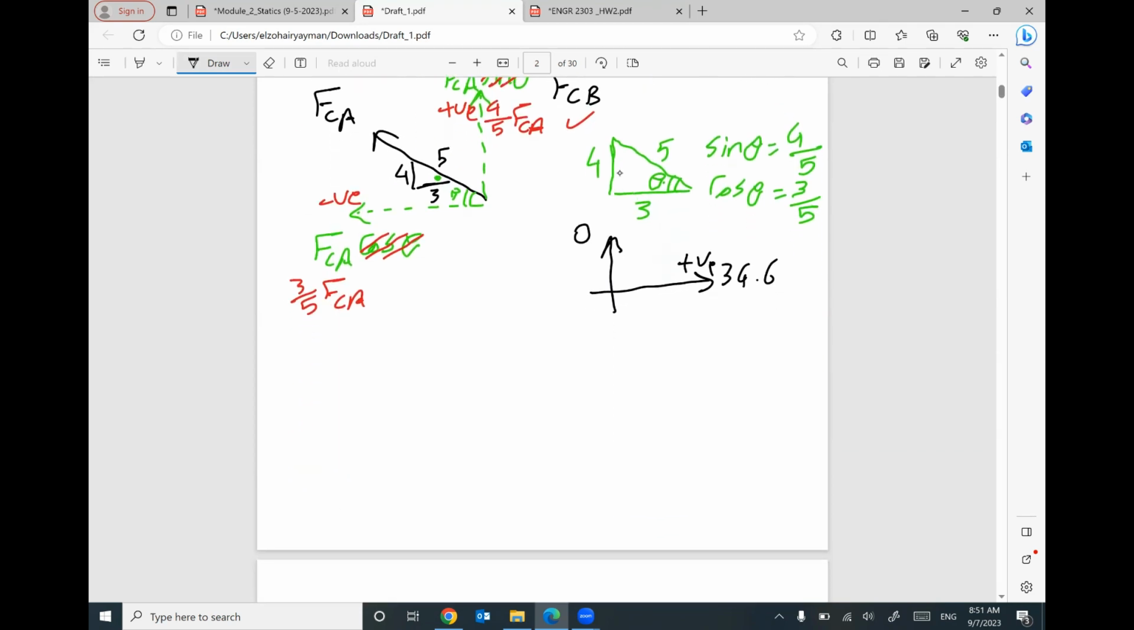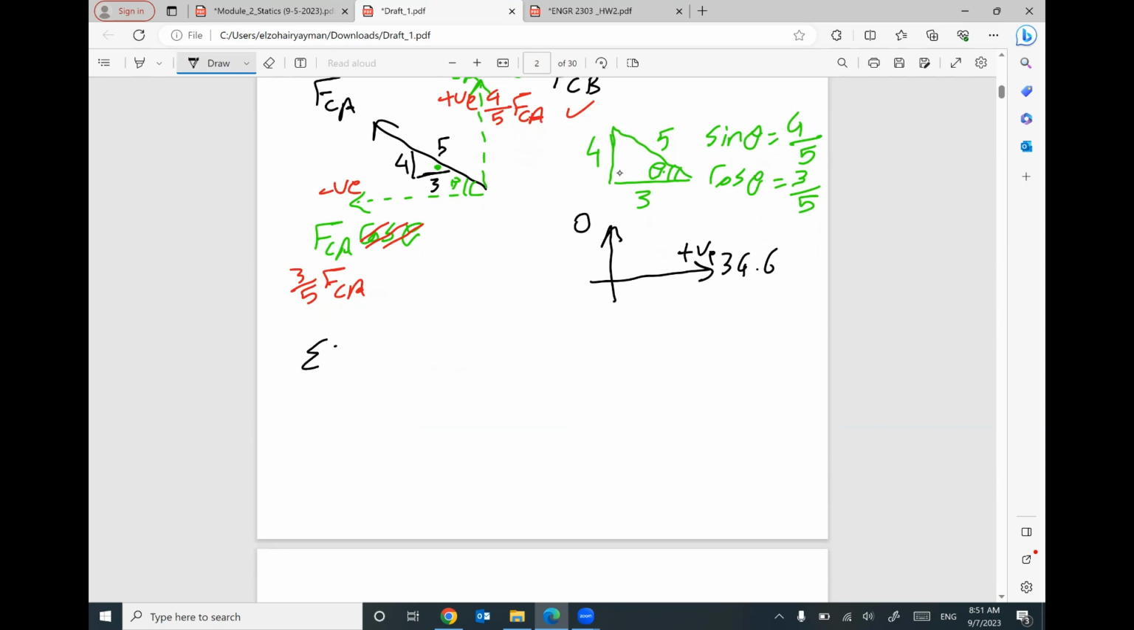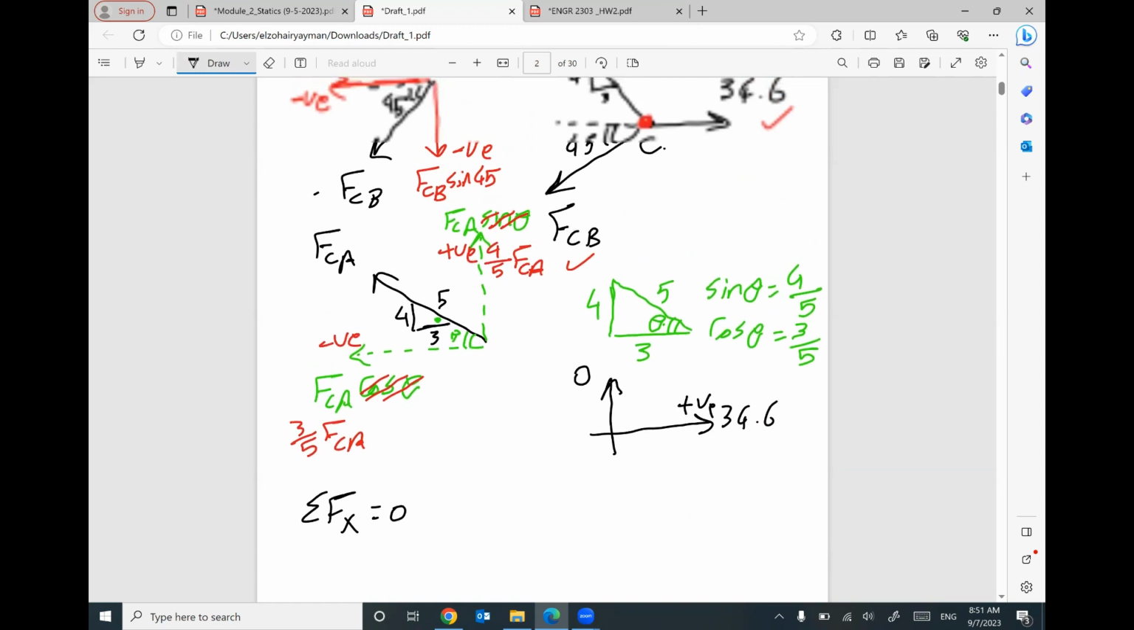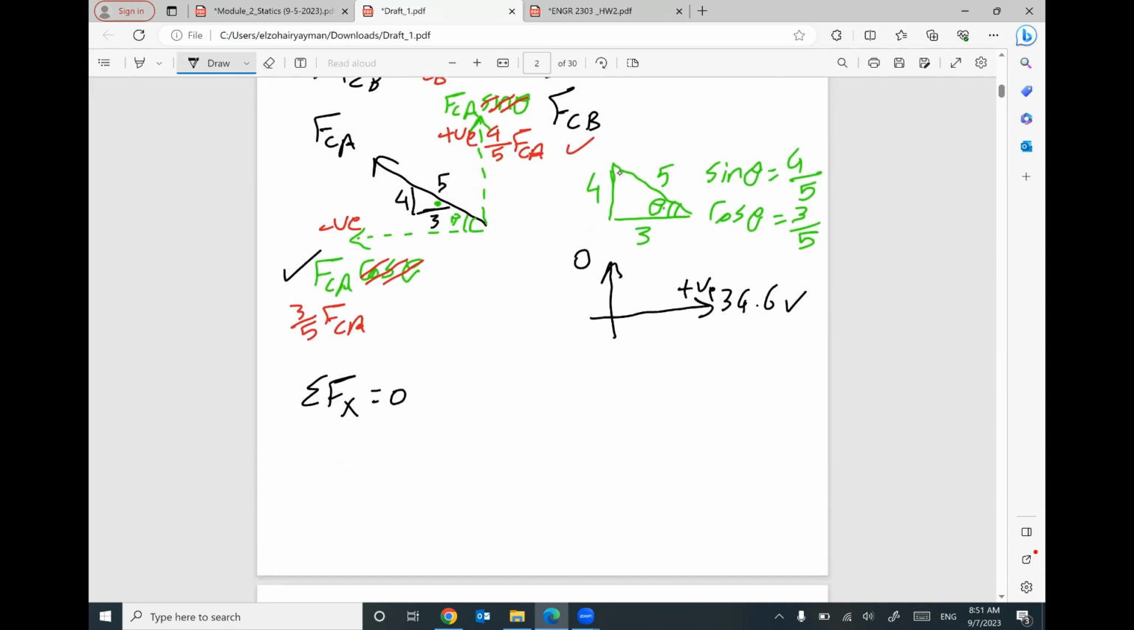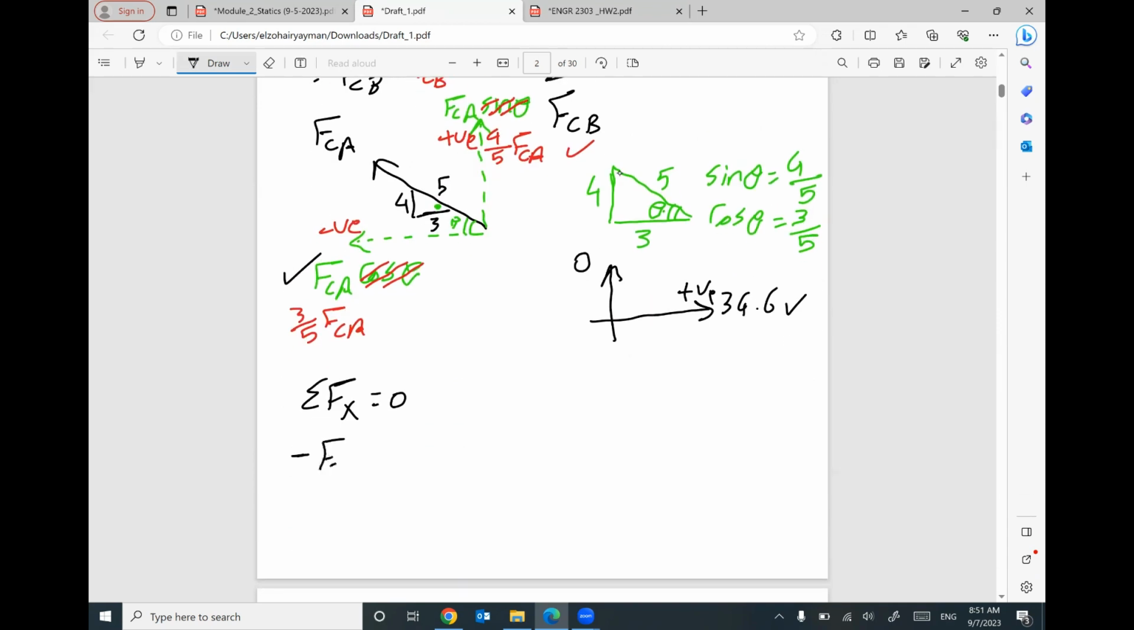Then I can start to say summation of all X components equals 0. We have one here, we have one more here, and we have one more here. Add all of them together. So we will have negative FCB cosine 45 degree, negative 3/5 FCA, positive 34.6 equals 0. And this is equation number 1.